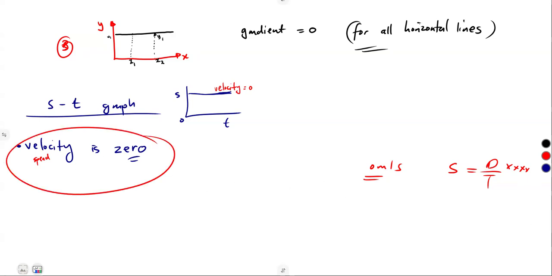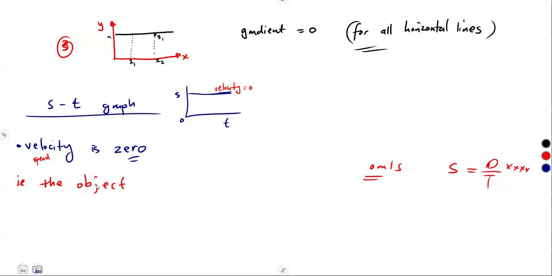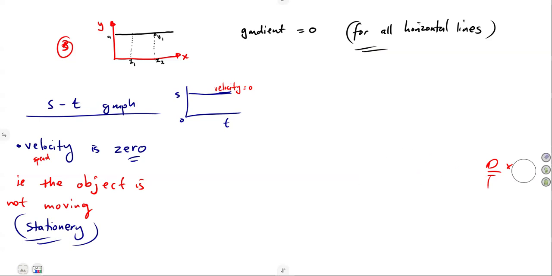This is the representation of a velocity being 0. The object is not moving. This is the concept. It is stationary. When it is not moving, it means it is simply stationary. There's no movement. So when you are given a condition that the object is stationary, know that they are simply referring to velocity being equal to 0 for a displacement time graph. This is the idea of what is happening here.